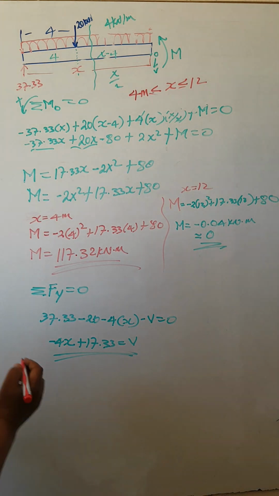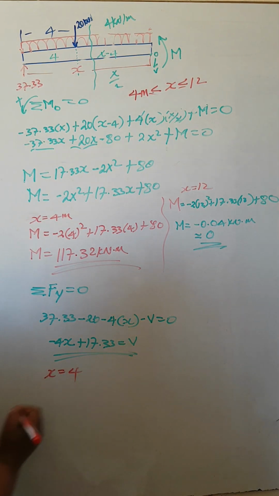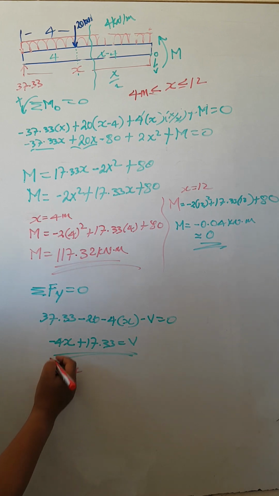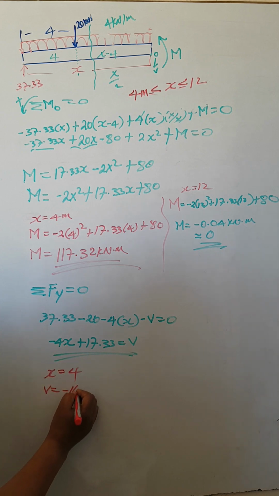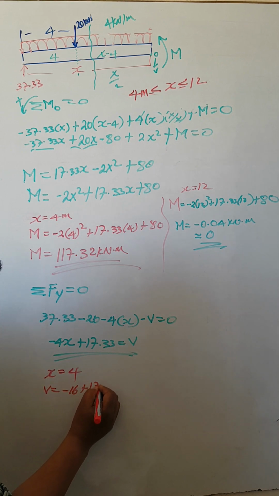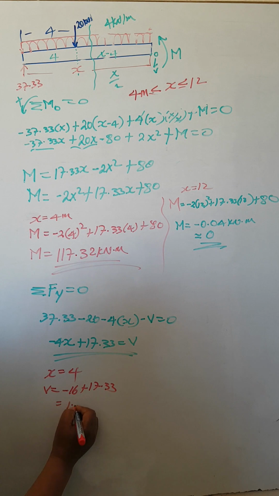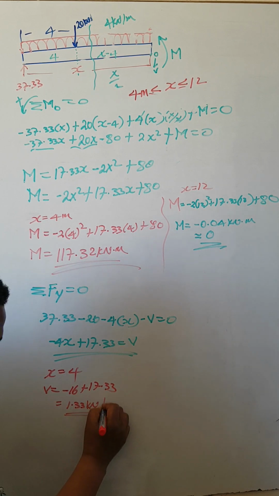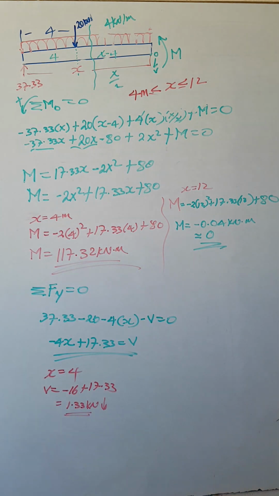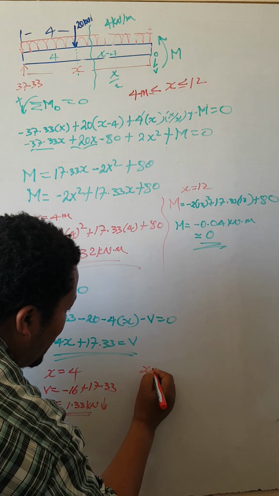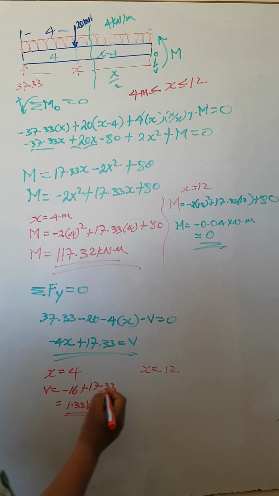When x is equal to 4, we substitute 4 here. So v is equal to negative 16 plus 17.33, since 4 times 4 is 16. This is equal to 1.33 kN, which means there is a downward force.